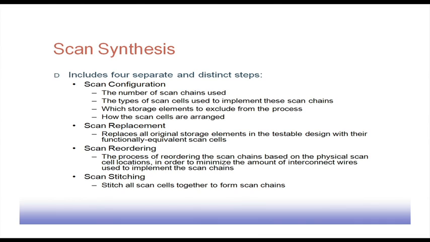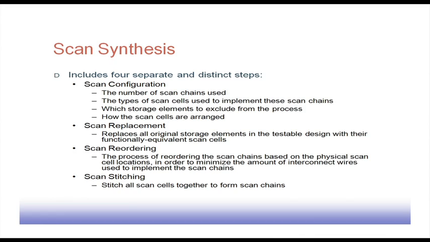Then which storage elements to exclude from the process. As we have said, there is a partial scan design. So which ones are to be excluded, which ones are to be considered, etc. That is one thing. And how the scan cells are arranged, that is, the order in which these scan cells will be put. Then the scan replacement will replace all storage elements in the testable design with their functionally equivalent scan cells. Once we have decided to modify some of the storage elements to scan cells, the scan replacement process will modify all those storage elements to the scan versions.